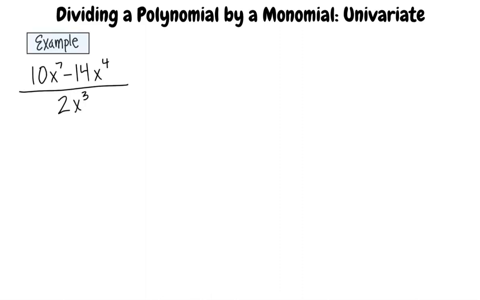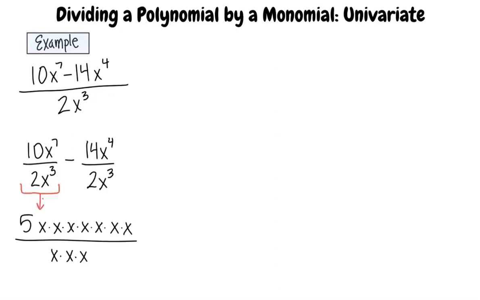Divide and simplify your answer as much as possible. Let's begin by separating the fraction into two fractions. We write 10x to the 7th over 2x cubed minus 14x to the 4th over 2x cubed. Now, the next step is to simplify each fraction. Can you walk me through this process?